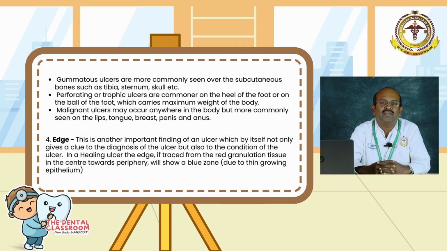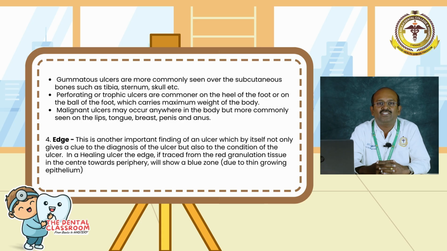Then perforating ulcers. The perforating ulcers are otherwise called trophic ulcers, which are commonly seen in a weight bearing joint, mainly on the heel of the foot or the ball of the foot. The last is the malignant ulcer, which can be seen in any part of the body. Particularly in the oral cavity, we can see it in the tongue, on the face, in the lips, in the breast, and in the anal region.